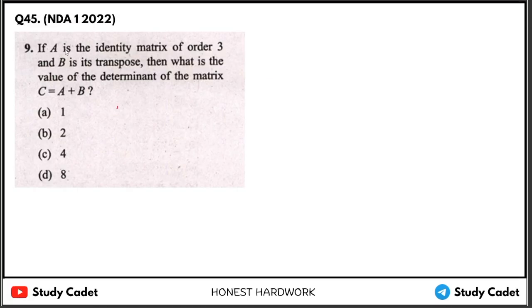Now 45th question. A is the identity matrix of order 3, B is its transpose. A plus B. Okay, it is very simple. A plus B matrix will be like 2 2 2 and 0 0 0, because the transpose of the identity matrix is the identity matrix itself, so it is 8.